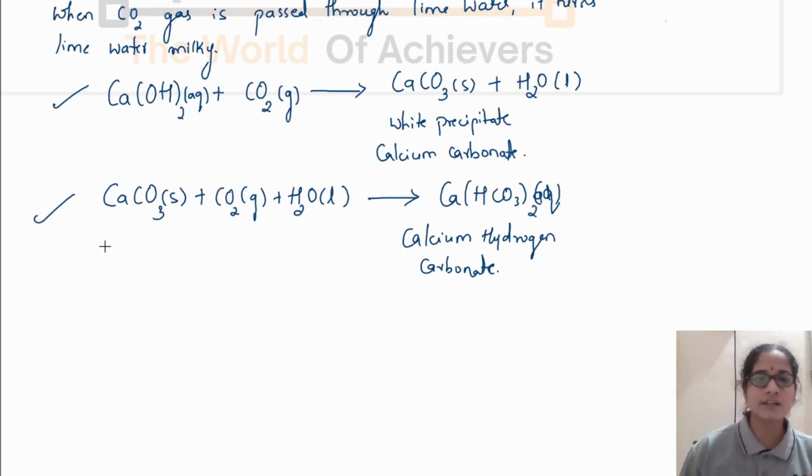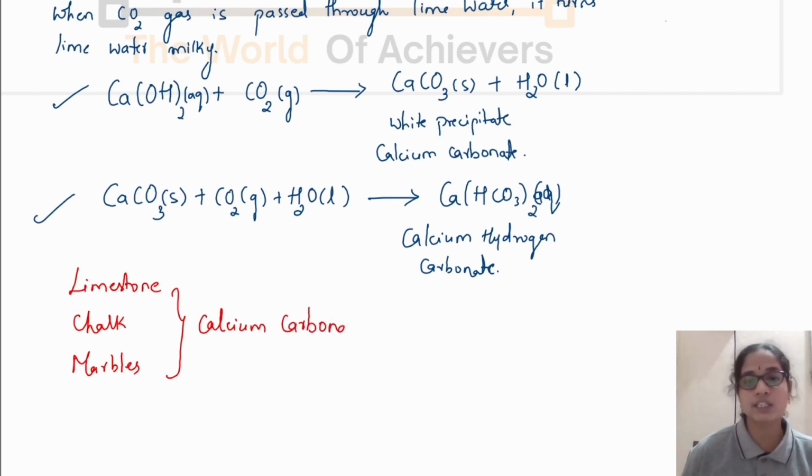Calcium carbonate is also called limestone. Okay. It is also called limestone, and it is available in the form of chalk and marble. All of them contain calcium carbonate. So it may be asked in your examination by taking these names also. When chalk is made to react with excess carbon dioxide, what happens? Then you need to remember this. These all contain calcium carbonate.